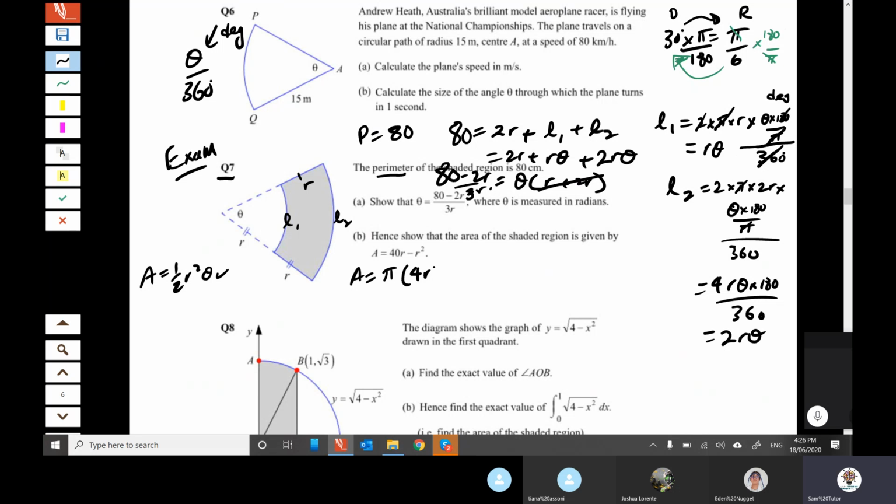Pi times 4r squared, right? Because 2r all squared would become 4r squared. Do we understand that? The radius is 2r, and when you square it, times by theta. Again, theta has to be in degrees if you're going to use pi r squared. So you times it by 180 on pi, and of course you're going to divide by 360. Pi and pi cancels, as it always will. 4 times 180 is 720. 720 on 360 is 2 r squared theta.